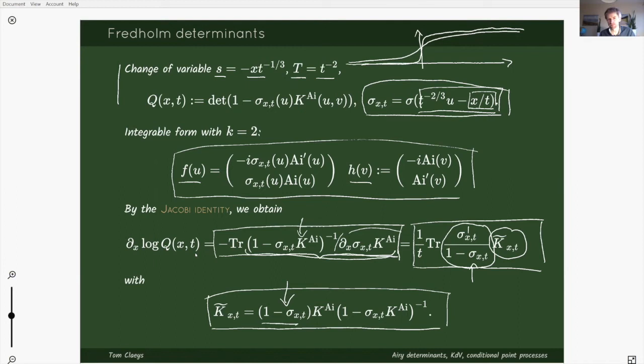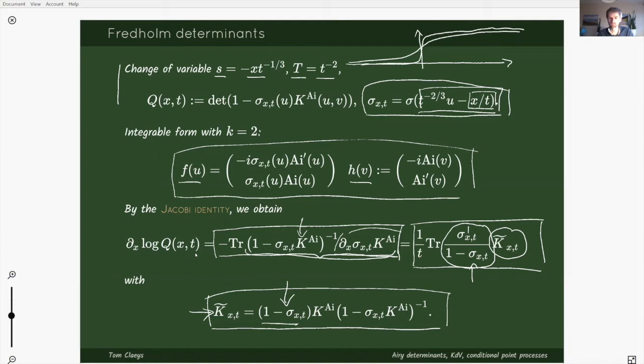But in fact, there is a good reason for it. As I will show you later on, this k tilde is the kernel of an operator that defines a determinantal point process, which is a very natural determinantal point process. And that's the reason why I write it in this way.